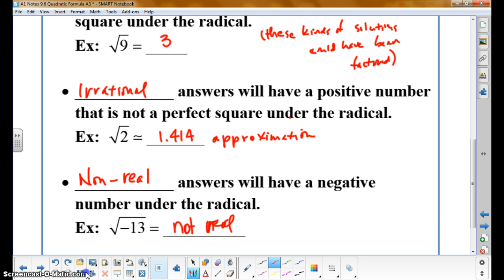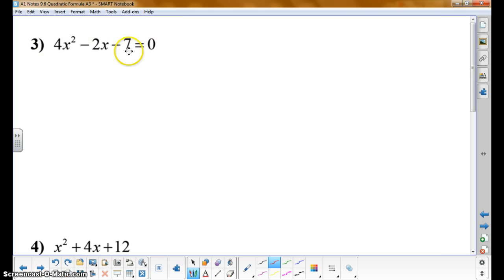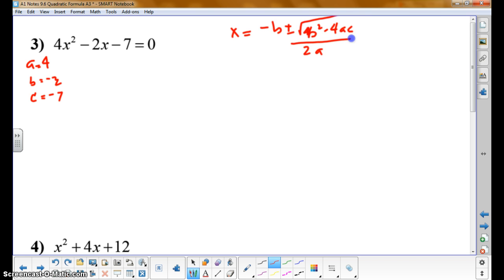Okay, let's work some examples. This is in descending order. We can identify A, which is 4, B is negative 2, and C is negative 7. So our quadratic formula is negative b plus or minus the square root of b squared minus 4ac, all over 2a. So negative b is the negative of negative 2, plus or minus the square root of negative 2 squared minus 4 times negative 7, which is c. And that's all over 2 times 4.